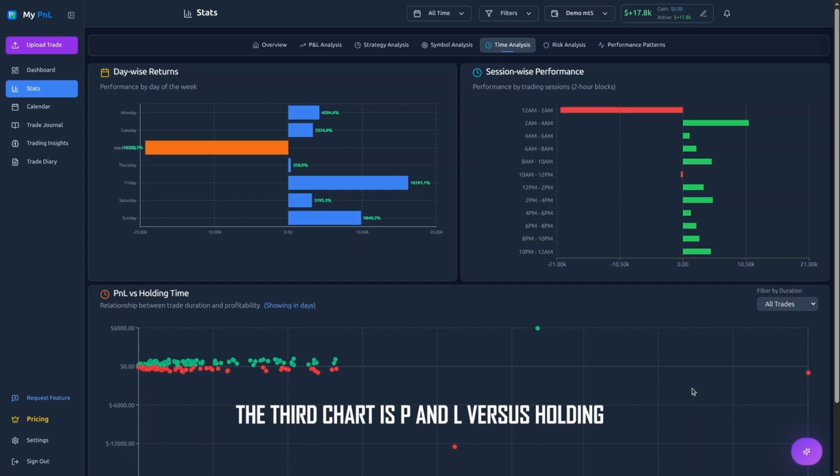The third chart is PNL versus holding time. This scatter plot shows the relationship between how long you hold trades and your profitability. Green dots are winners, red dots are losers. See, most of your trades cluster around the zero line. That's normal, but notice that one massive red dot at the bottom. That's a $12,000 loss. And there's one big green winner at the top around 6,000. The key insight is your winners and losers aren't necessarily about holding time, they are about trade quality.